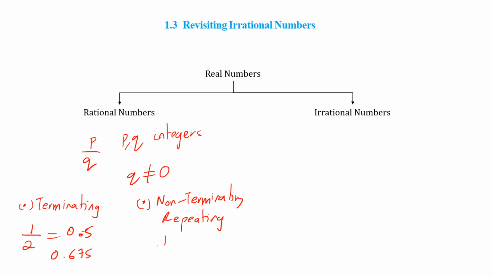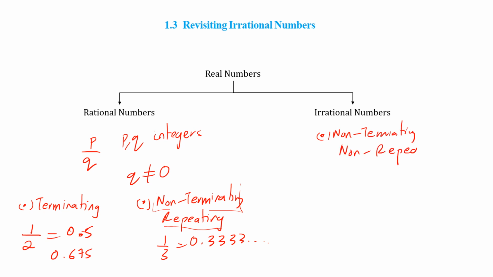But for example, if you go with 1 by 3, which is 0.3333 dot dot dot, this happens to be non-terminating, but of course repeating, because 3 is repeating. Now coming to irrational numbers, they have a decimal expansion that is non-terminating and non-repeating. So this is 9th grade stuff, which is not relevant in the 10th grade syllabus, but it doesn't hurt to recall. An example of an irrational number, of course, would be pi and root 2, root 3, root 5, and so forth.